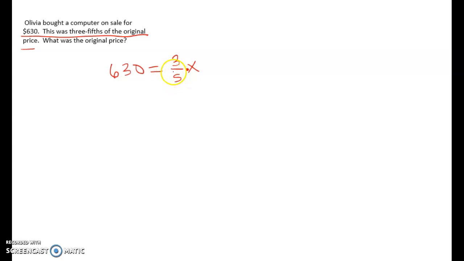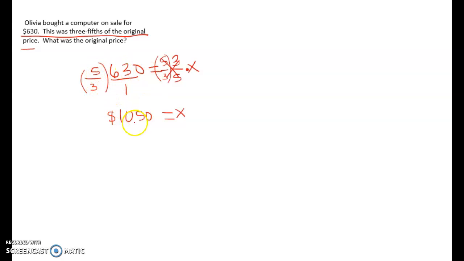And then we're just going to solve this. So whenever we have a fraction, we can multiply by the reciprocal. So multiply by 5/3 here, multiply by 5/3 here. Those will cancel, and so we'll end up with x equals, I'm going to use my calculator for that one, 630 times 5/3, and we get $1050, or $1,050.